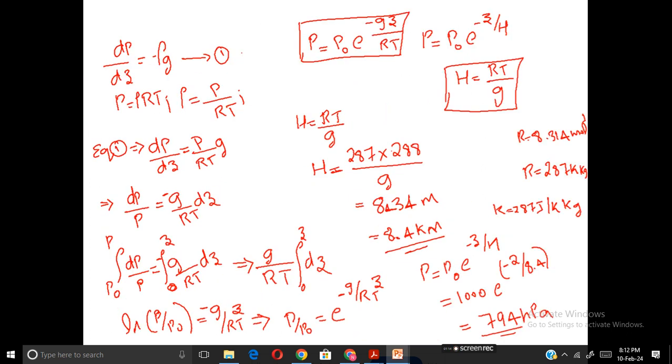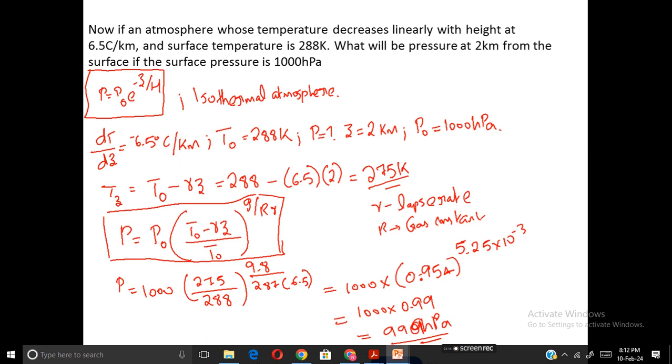I hope it is clear. So just remember this equation. If the atmosphere is not isothermal, then we are considering the actual case. If we are considering the temperature change also with respect to height, then the equation turns out to be P is equal to P0 into (T0 minus gamma z) by T0, the whole raised to g by R gamma, where gamma is the lapse rate of the temperature. I think the other variables you are familiar with. So this is when we are considering the rate of decrease of temperature also with respect to height.